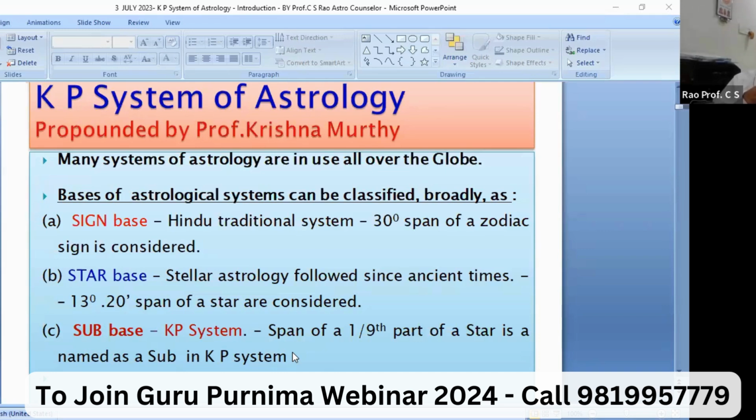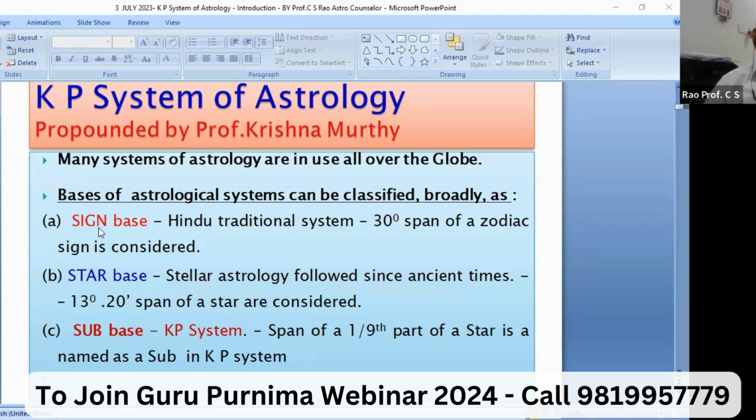In this KP system, a star of 13 degrees 20 minutes is divided unequally in the proportion of the Vimshottari Dasha system. That part is called a sub. We'll come into details of the sub and other things in the next slides. This unequal division of the star is called a sub, and the sub is the basis for the KP system.